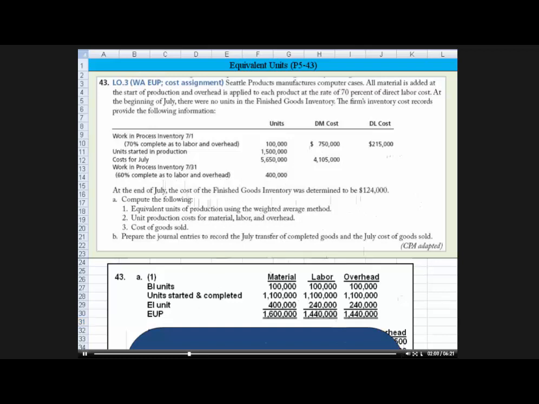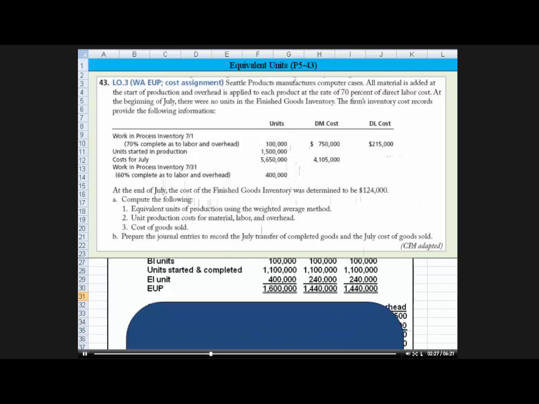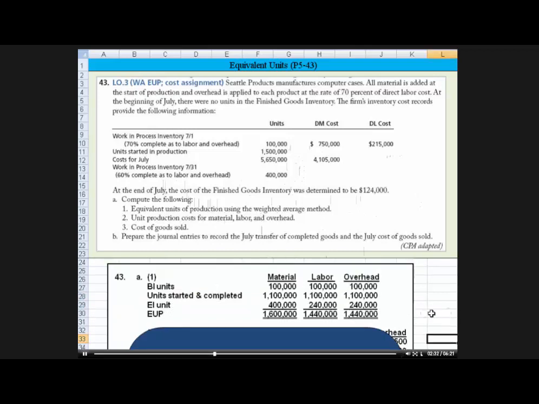Now the reason we know there was 1,000,001 completed is because we started with 100,000, we entered 1,000,005 into production, and 400,000 were left. So we wound up with 1,000,006 to account for, what we started with and what we produced, and if 400,000 were left, then solving for the unknown, 1,000,001 must have been started and completed. All right, let me slide a little bit more. And that gives us our equivalent units of production with respect to material, labor, and overhead cost components.